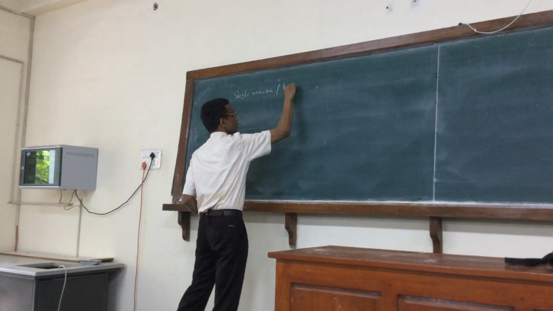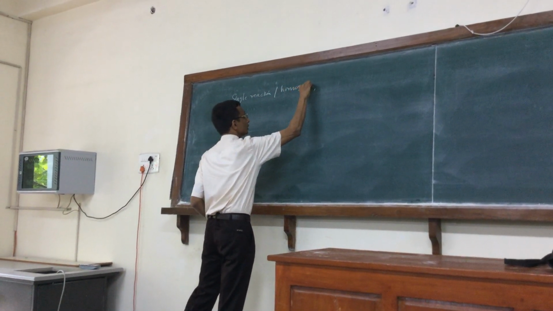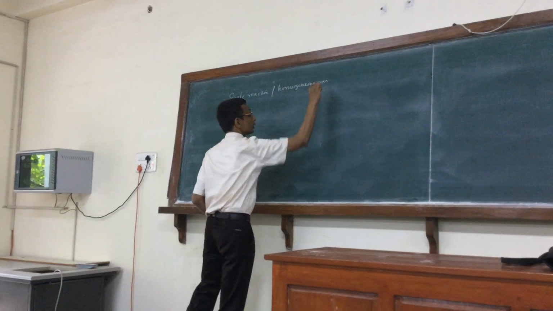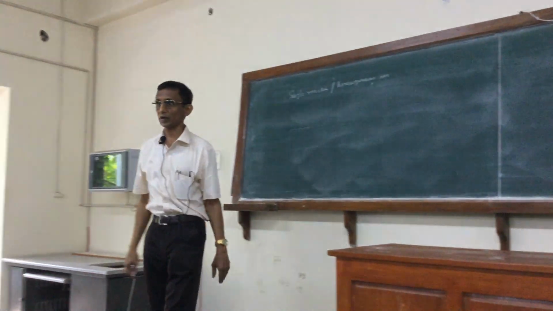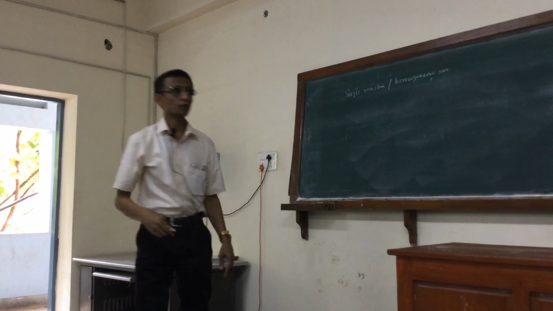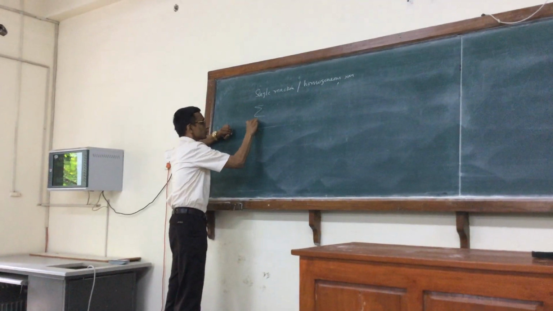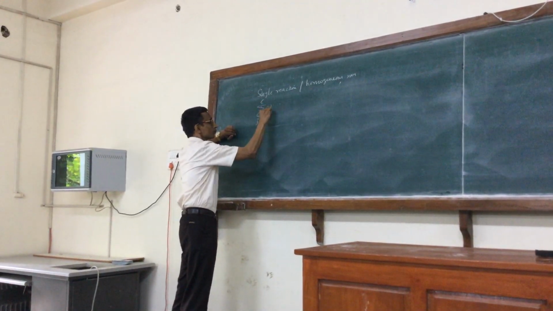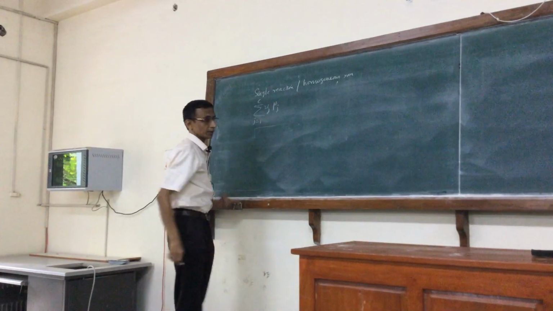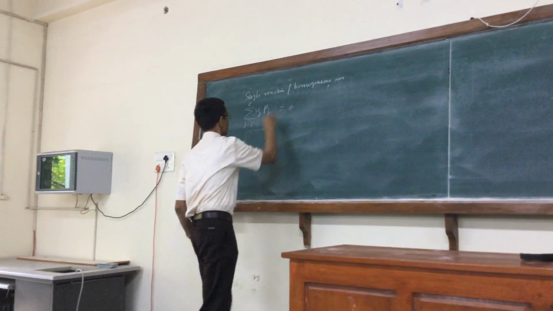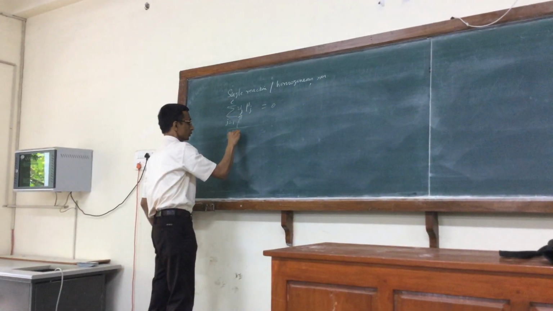Also considered a homogeneous reaction mixture. That means all the reactions take place in a single phase, so all the components are in the same phase. Now the criterion for equilibrium is the sum over J equal to 1 to C of nu J mu J equal to 0. That means these are the stoichiometric coefficients.